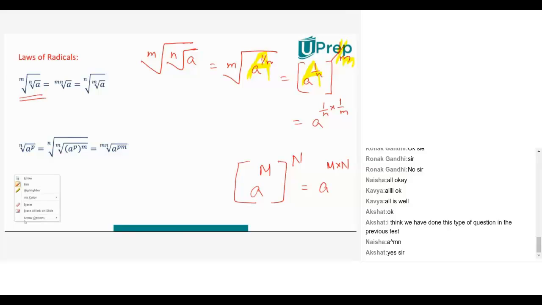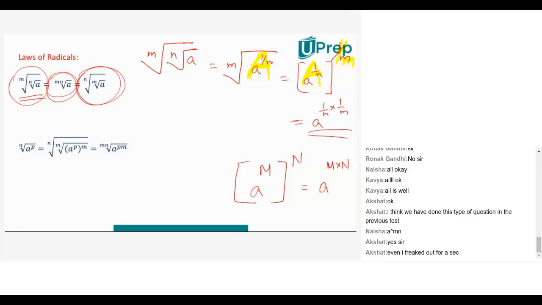Yes, Akshat. Very good. I'm just trying to make your life comfortable. Generally when students see such big radicals, they think it is rocket science. It's not rocket science. So a power 1 by n whole power 1 by m will be a power 1 by n into 1 by m. If I simplify this further, observe: a power 1 by n into m, so I can write it as a power 1 by nm.